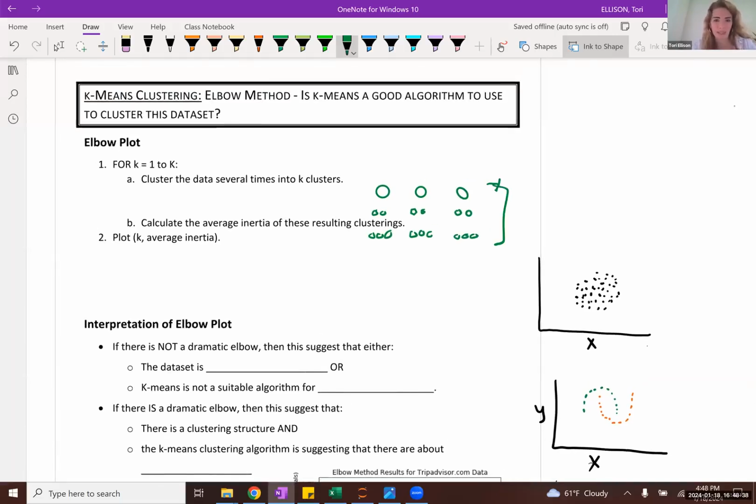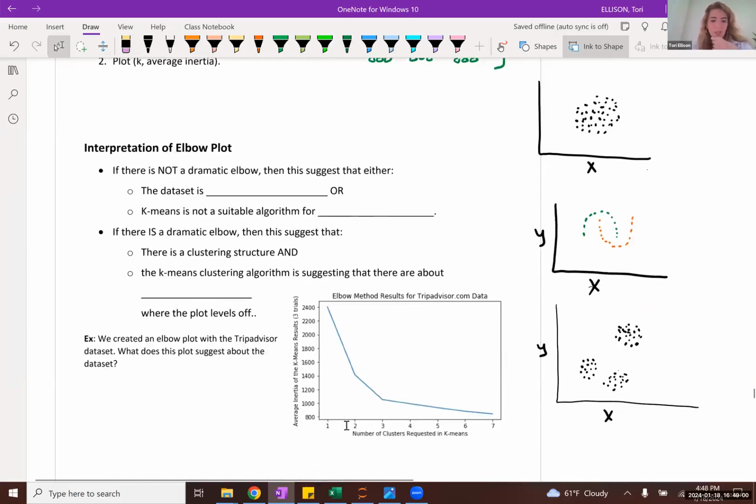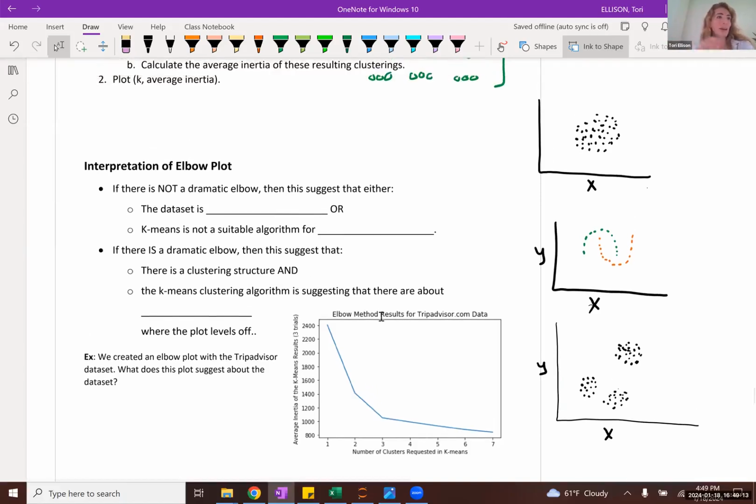Basically for each k cluster number, I'm going to calculate the inertia of each of those clusterings, and then calculate the average inertia. So the average inertia of these clusterings, and the average inertia of these clusterings, so on and so forth. And so what I'll do is plot the cluster number on the x-axis and the average inertia of those corresponding clusterings on the y-axis. And I'm going to interpret what I see based on whether or not an elbow exists in the data set.